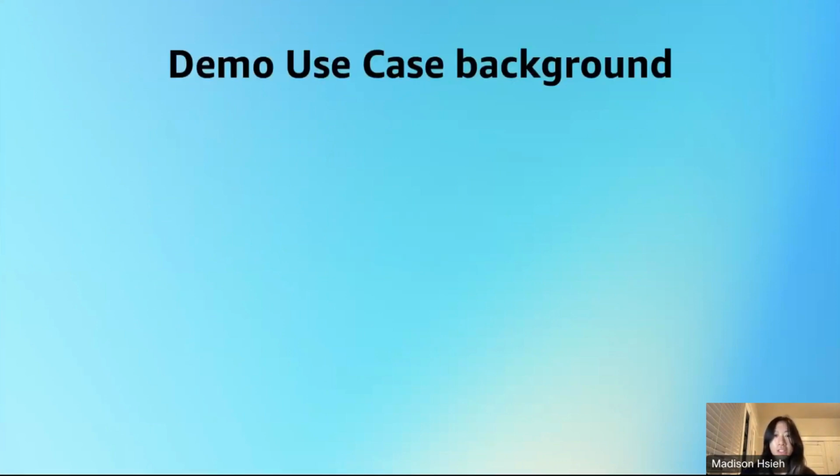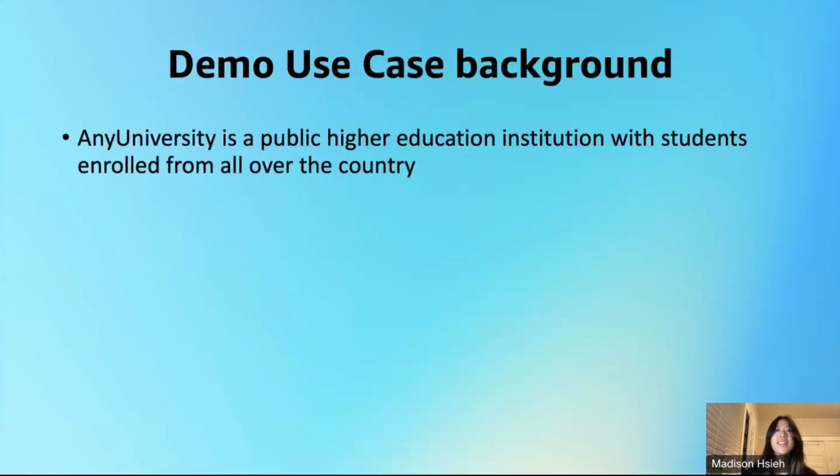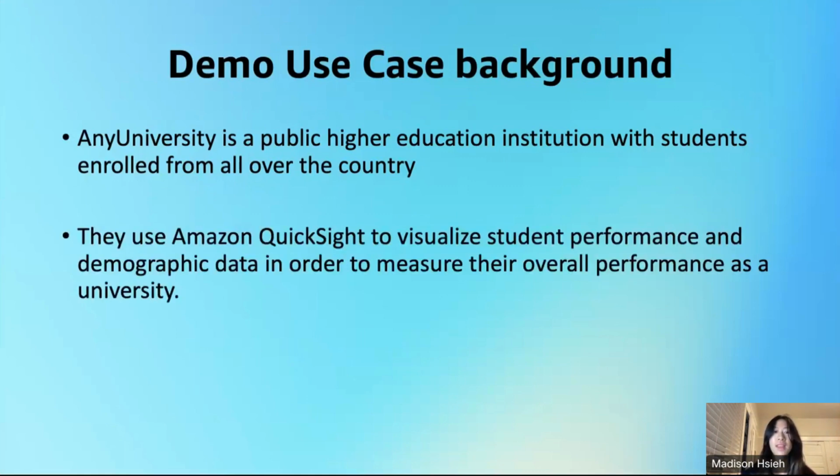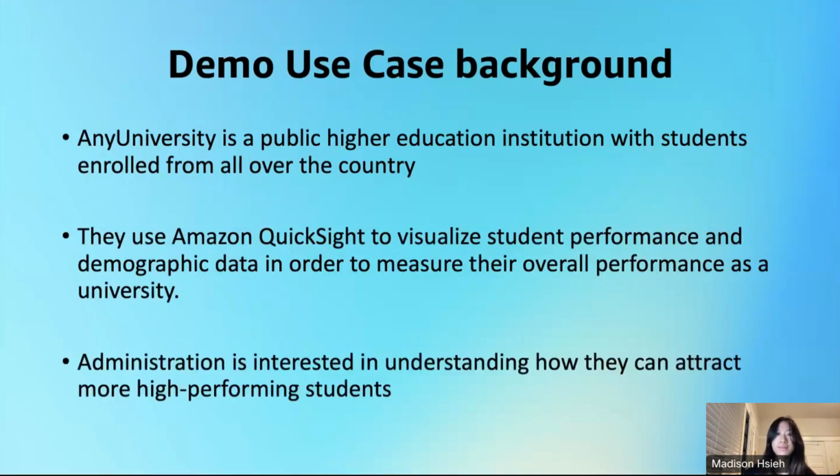Okay, so here is our use case background. This is an example of a university called Any University. They are a public higher education institution, and they have students enrolled from all over the country, and we're using the United States. Currently, they use Amazon QuickSight to visualize student performance using demographic data in order to measure their overall performance as a university. And their administration is interested in understanding how they can attract more high-performing students, analyzing their test scores and different factors of demographic data.